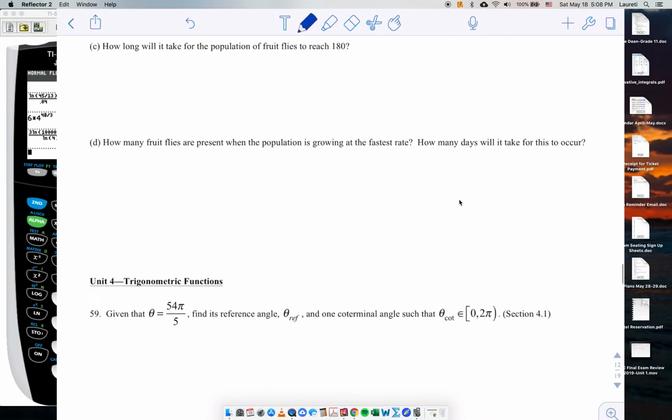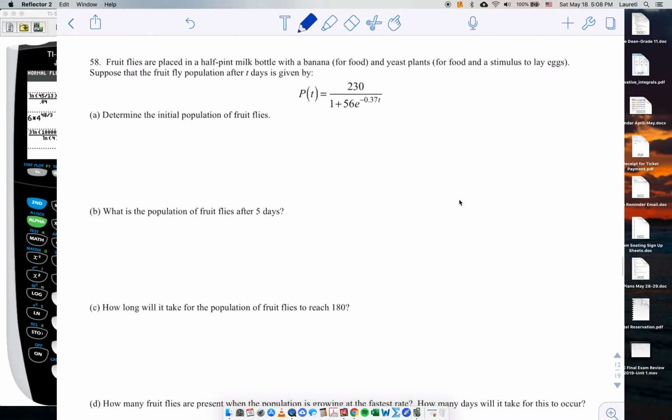And then the last one for chapter 3 is your logistic function. So this is going to be one where you're probably going to need to plug it into your calculator. All right. So it says fruit flies are placed in a milk bottle with banana and yeast. And suppose that the fruit fly population after T days is given by P of T. Okay. Determine the initial population of the fruit flies.